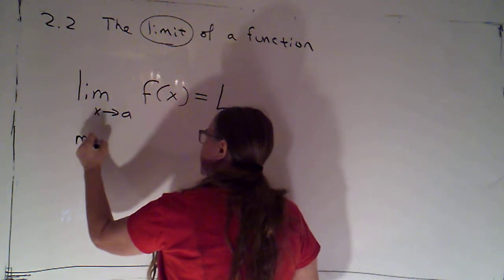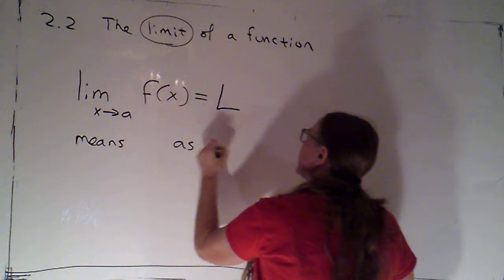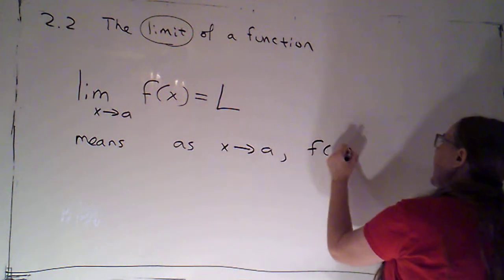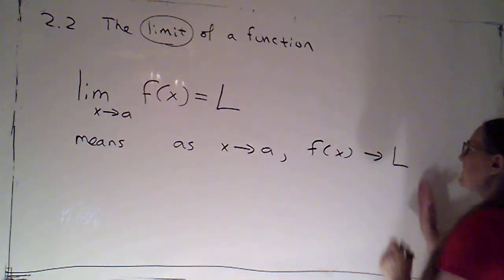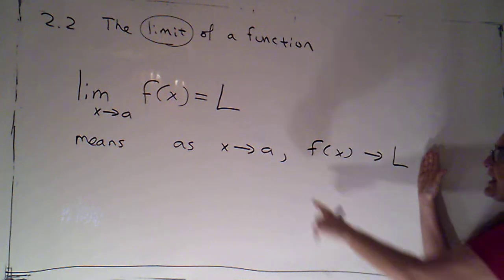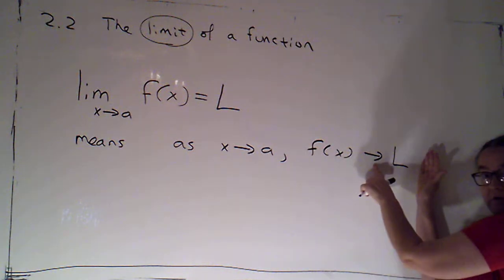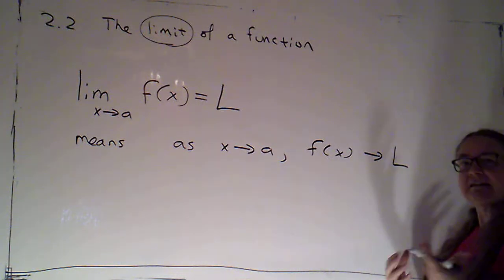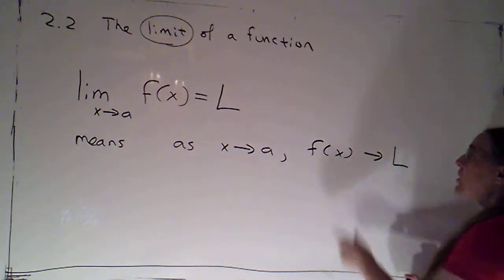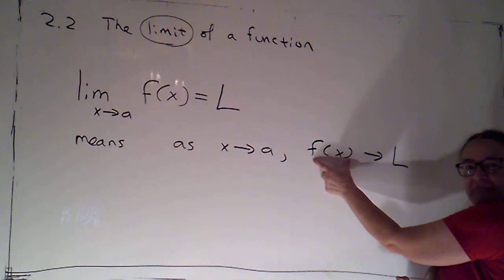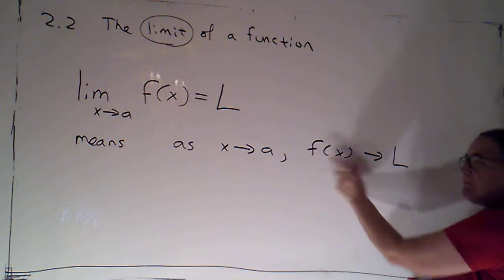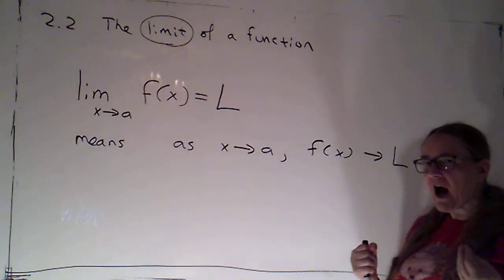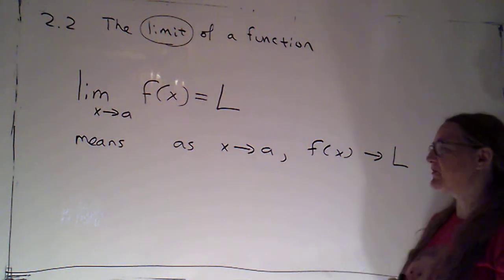And what this means is that as x gets close to a, f of x gets close to L. Here I'm using this arrow notation, which you saw a little bit of in pre-calculus, to say that these things are getting close. Notice f of x is just a fancy name for my y value. So L, this thing that we're calling the limit, is the y value that we're getting close to.